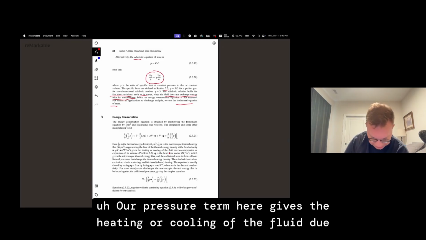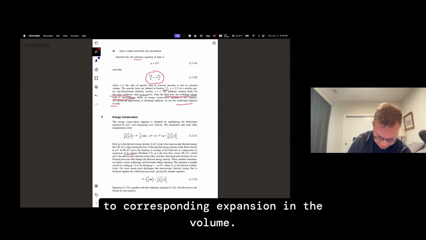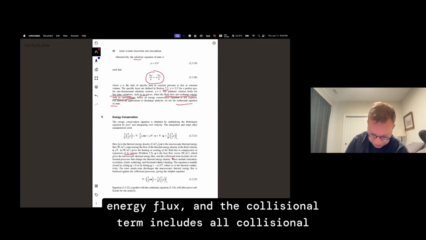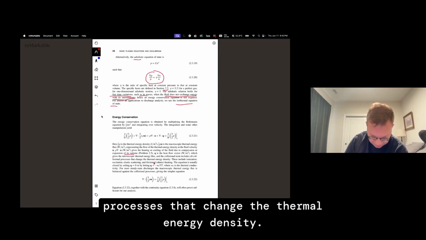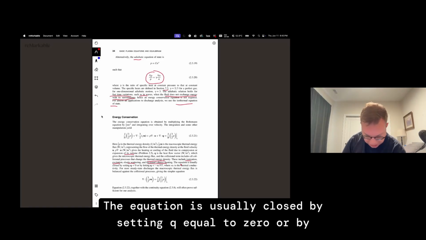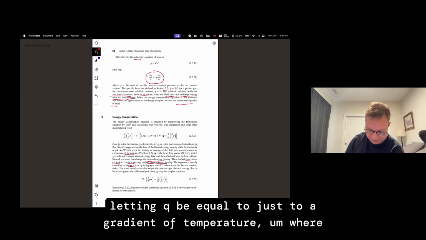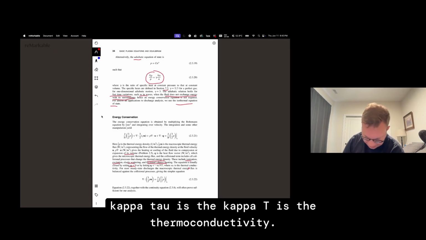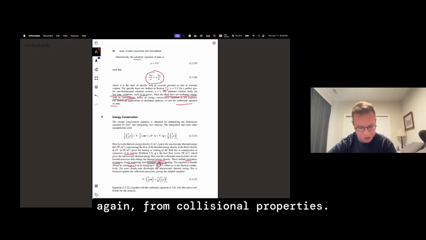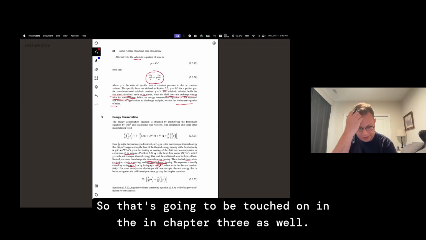Our pressure term here gives the heating or cooling of the fluid due to corresponding expansion in the volume. Q is the heat flow vector, which gives the microscopic thermal energy flux, and the collisional term includes all collisional processes that change the thermal energy density. This includes ionization, excitation, elastic scattering, and frictional or ohmic heating. The equation is usually closed by setting Q equal to 0 or by letting Q be equal to a gradient of temperature, where kappa_T is the thermal conductivity. This kappa_T can be derived, again, from collisional properties. So that's going to be touched on in chapter 3 as well.